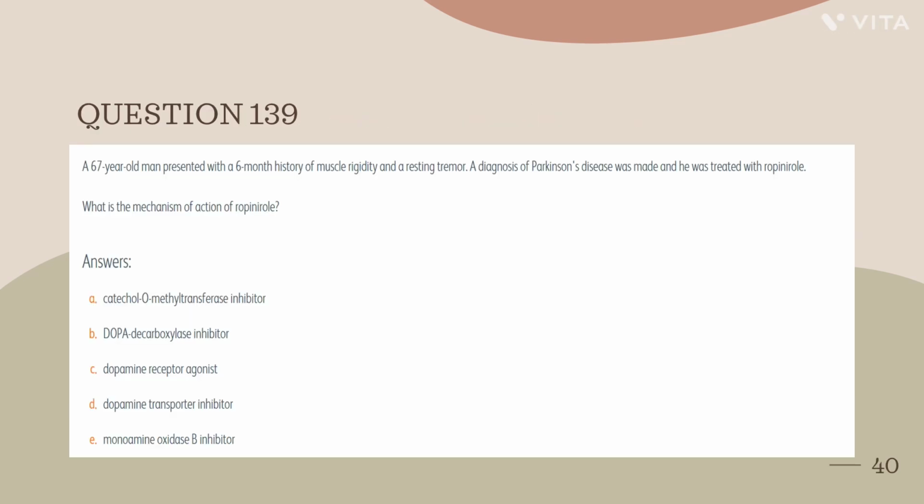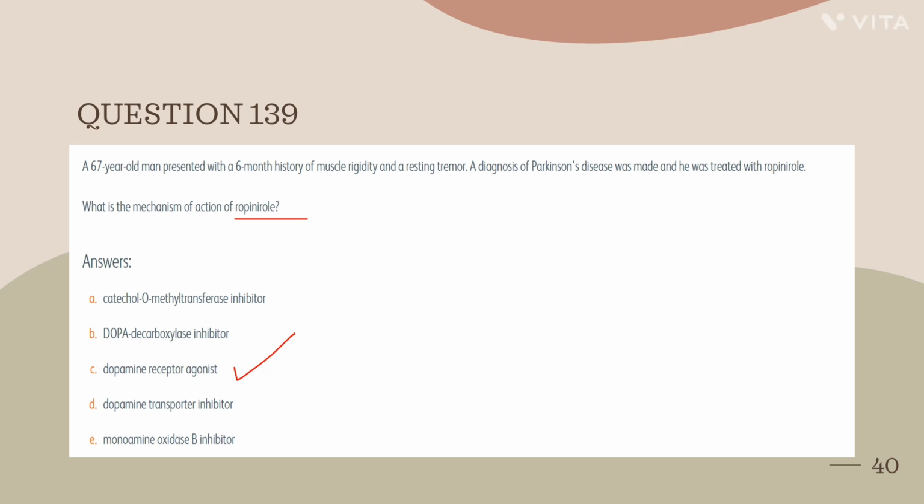Next question. A 67-year-old man presented with a 6-month history of muscle rigidity and resting tremor. Diagnosis of Parkinson's was made and treated with ropinirole. What is the mechanism of action of ropinirole? A direct question from pharmacology. What is ropinirole? It's a dopamine receptor agonist. COMT or catechol-O-methyl transferase inhibitors are entacapone, tolcapone.